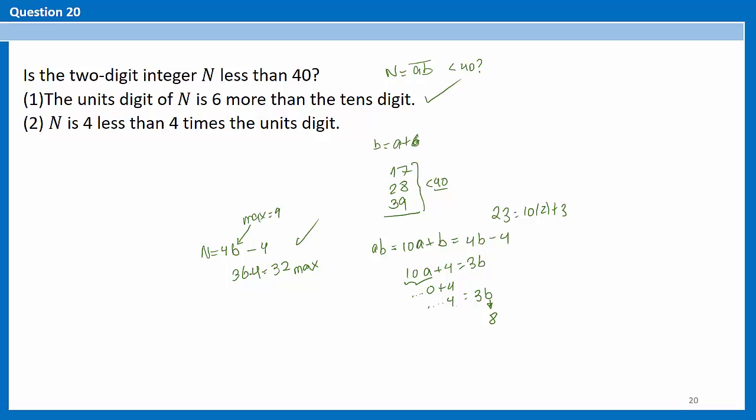This would be 24 minus 4, that would be 20, and a would be 2. So a would be 2 and b would be 8, and n would be 28, which is less than 40. But since it's only one value, you can answer yes or no anyhow. In this case, we are answering yes. Sufficient. So both statements alone are sufficient, that is letter D.